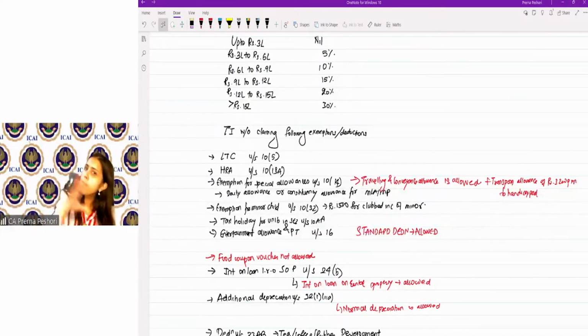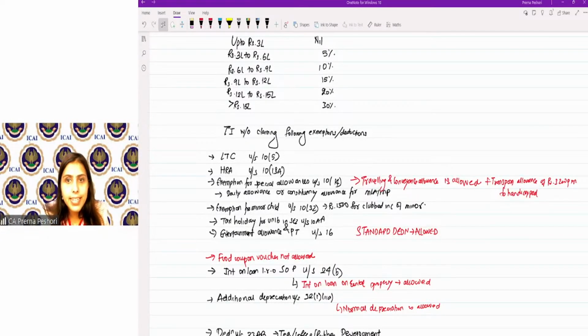Meaning the total income which is computed normally, that will be computed because it refers to the word total income. But while computing this total income, we will not allow this because I am overriding the rest of the provisions of the Act. Okay, so only these mentioned will be allowed.